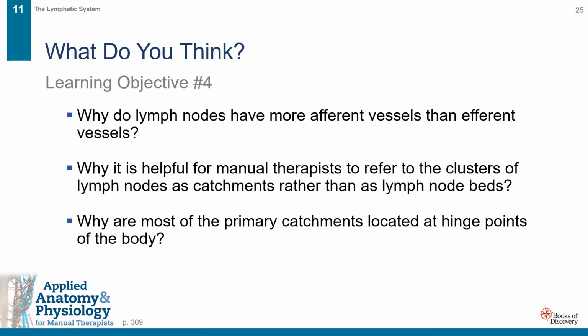And now it's time for our third What Do You Think segment. Why do lymph nodes have more afferent vessels than efferent vessels? Why is it helpful for manual therapists to refer to the clusters of lymph nodes as catchments rather than as lymph node beds? And why are most of the primary catchments located at hinge points of the body?